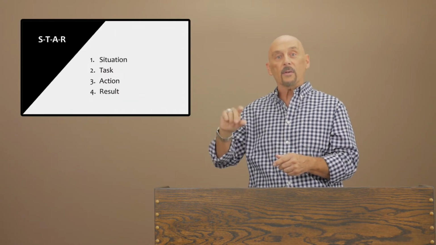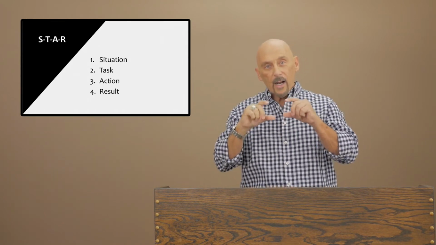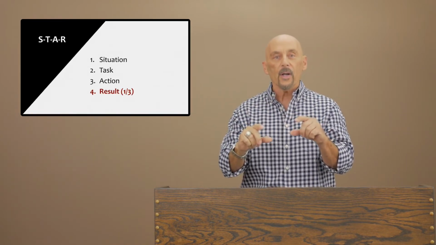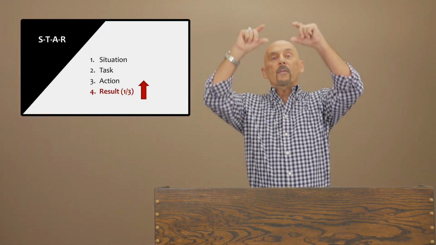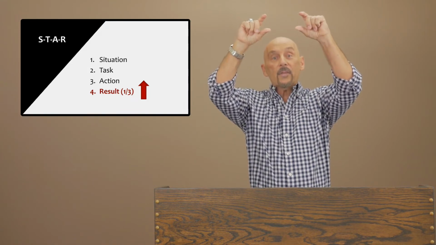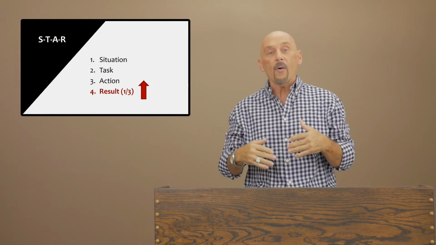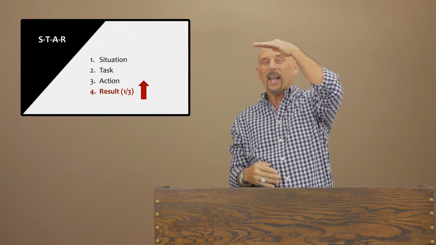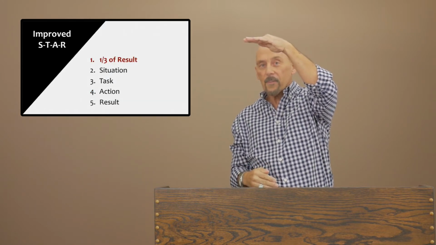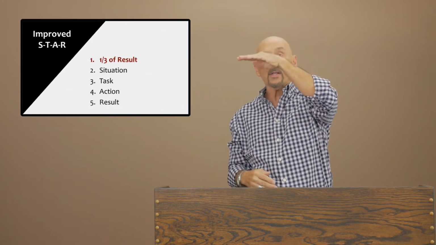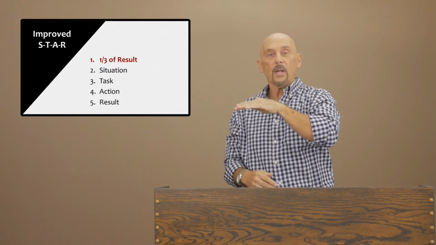After you have come up with all of your answers to situation, task, action, and result, you take a little bit, let's say a third of your result, and you move it up ahead of the situation. So now our agenda looks like one third of the results, then situation, task, action, and result.